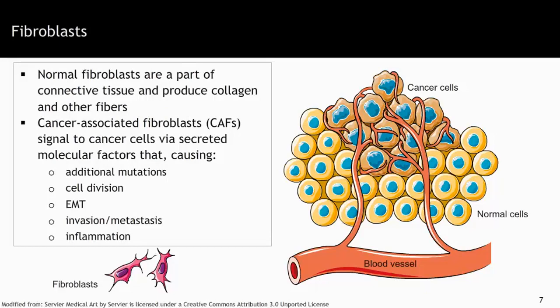Fibroblasts are a part of connective tissue that are found throughout the body. They produce fibers such as collagen. Some fibroblasts promote cancer growth and are referred to as cancer-associated fibroblasts, or CAFs. These cells have been shown to secrete a variety of factors that promote the classic properties of cancer, such as cell division, EMT, and invasion.